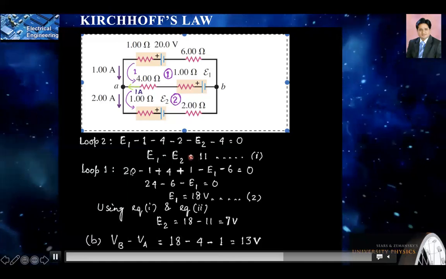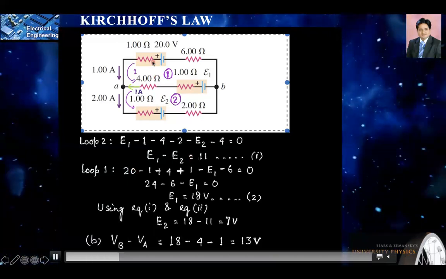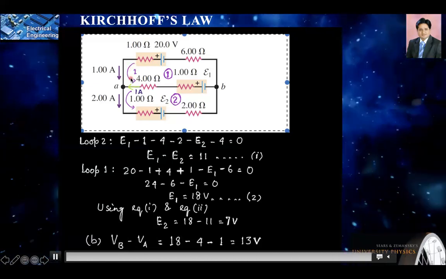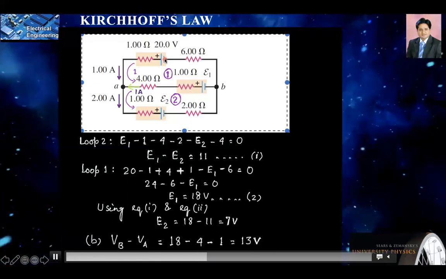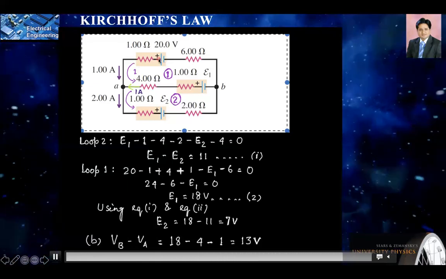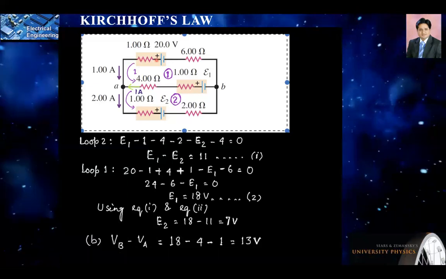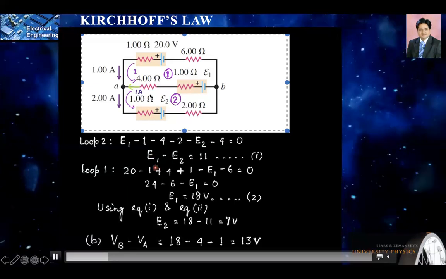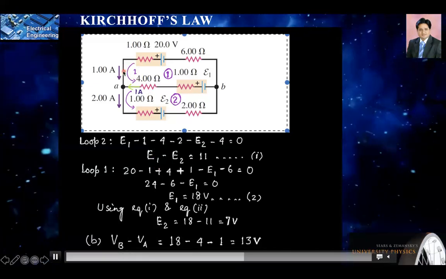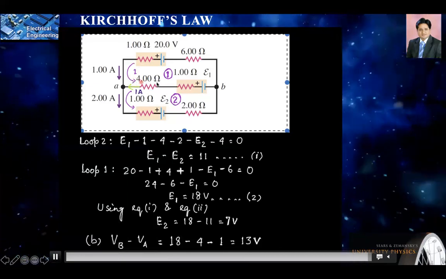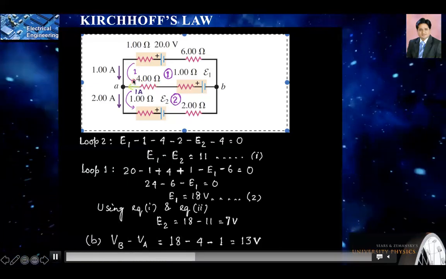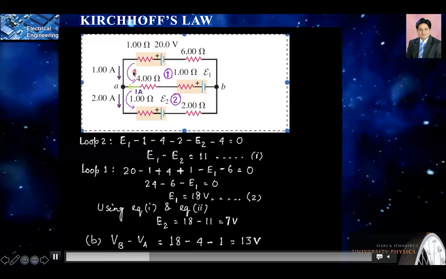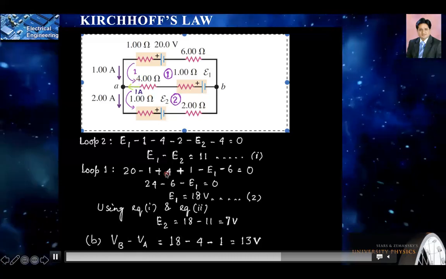That's your first equation. Now look at loop 1. In loop 1, when solving Kirchhoff's law, you are moving in this direction. You start with 20 because you're going from negative to positive. So that's 20, minus 1 because the current here is 1 and the resistance is 1 ohm, so 1 times 1 is 1. And then if you are moving in this direction and this current is moving in the opposite direction, you will have 1 times 4, but this time it would be a positive 4 because you're moving opposite to the direction of current.